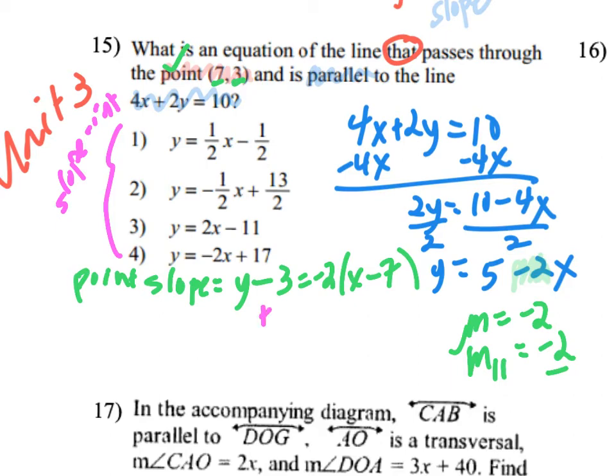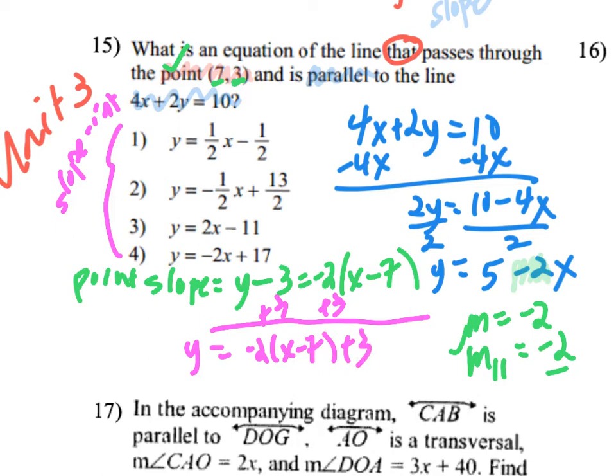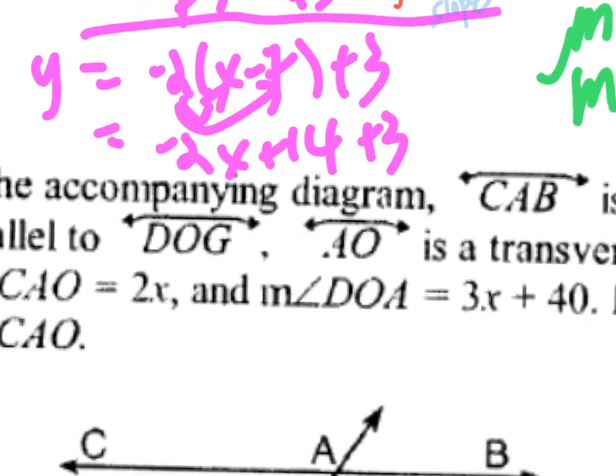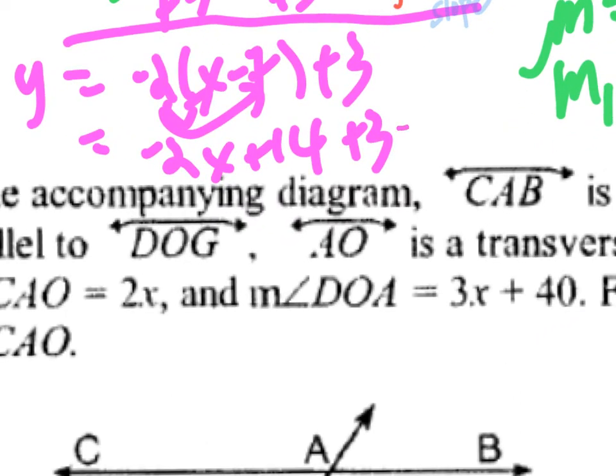So I'm going to add 3 on both sides. So I get y equals negative 2 times (x minus 7), plus 3, okay? And I want to distribute the negative 2, right? So I get negative 2x plus 14 plus 3. And then finally, let's see if I have enough room over here. I have negative 2x and 14 plus 3 are my like terms, so I have plus 17, right?